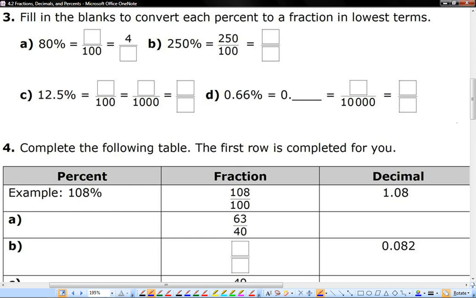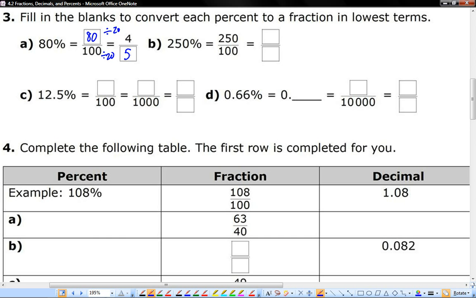Let's move on to number 3. And in number 3, we are looking to fill in the blanks to convert each percent to a fraction in lowest terms. So first of all, 80% we know means 80 out of 100, and if we're going to reduce that fraction, we need to divide the top and the bottom by the greatest common factor. In this case, that's 20, and that will give us 4 out of 5 as the reduced fraction.